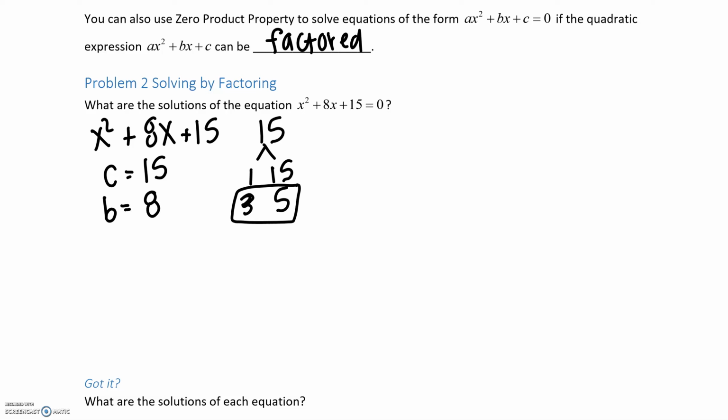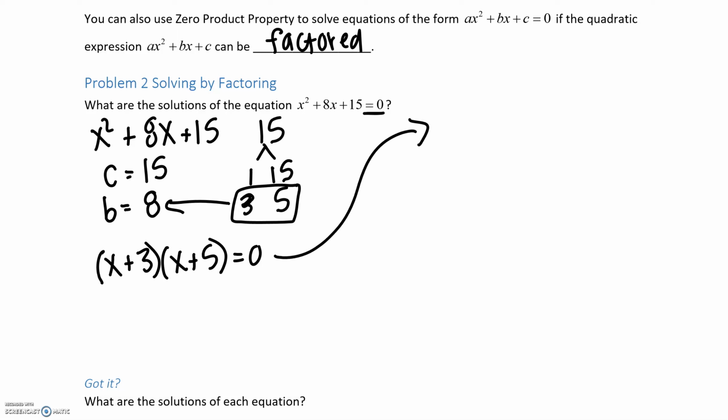3 and 5 add up to equal this 8. So we should have that x plus 3 and x plus 5. And we're going to set that equal to 0 because this equal to 0 is on the outside. From here, we can use our zero product property and split them up. So we should have x plus 3 equals 0 and x plus 5 equals 0.